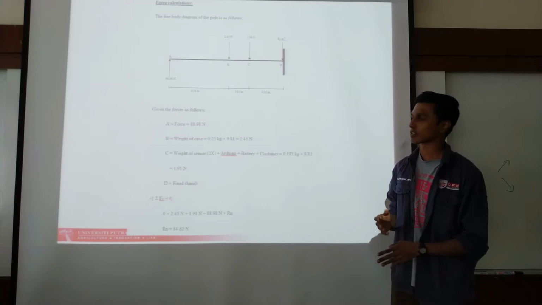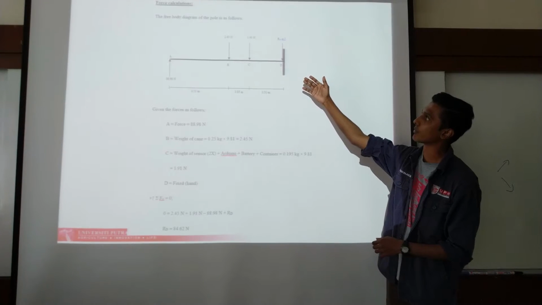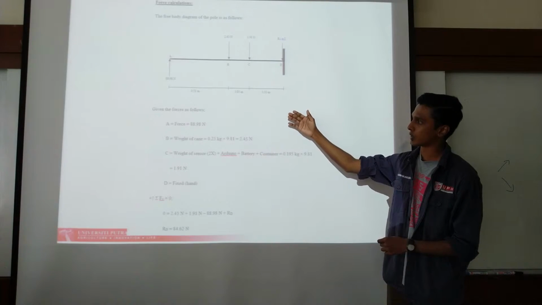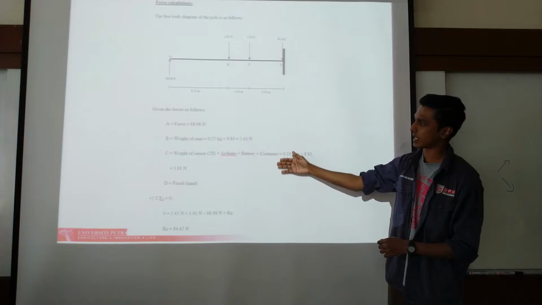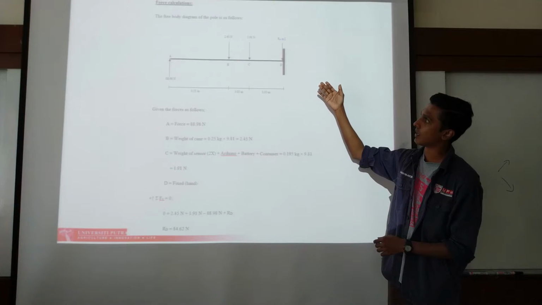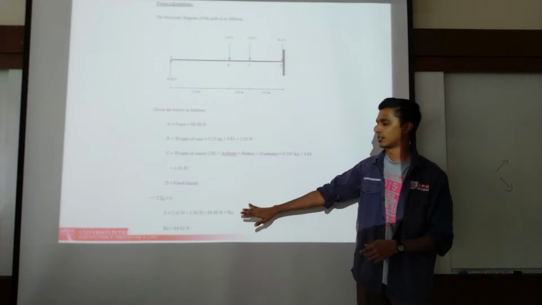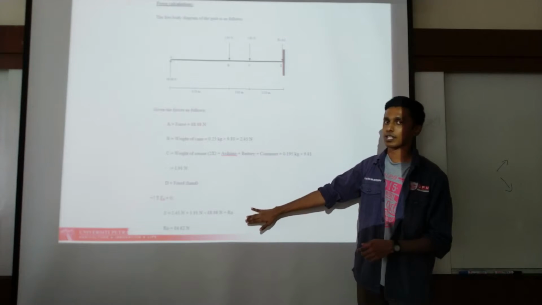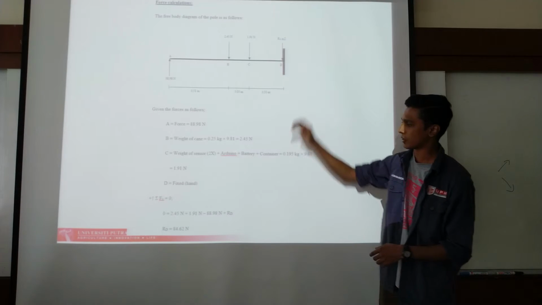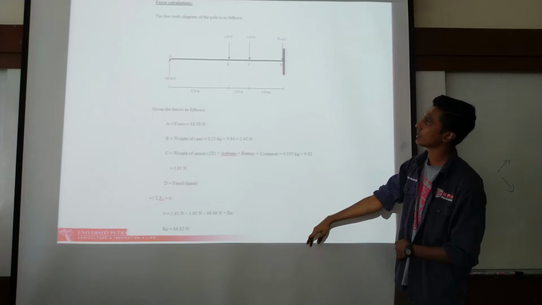And next we'll look at the force calculation. This is our free body diagram. Here are the details of all the forces on the free body diagram. Here I've shown the calculation to find the reaction at point D. I get about 84.62 Newton.